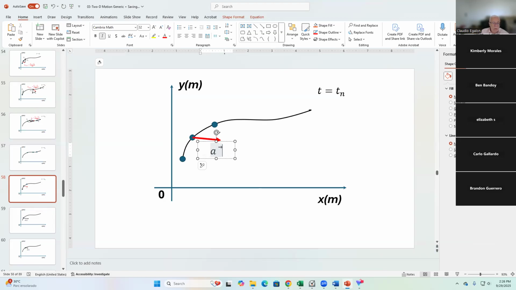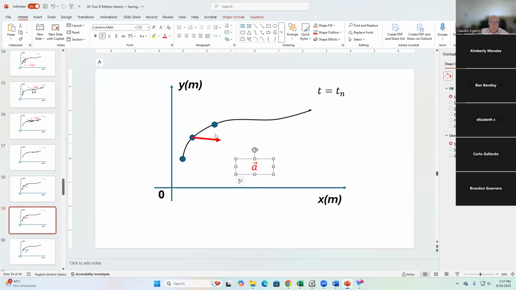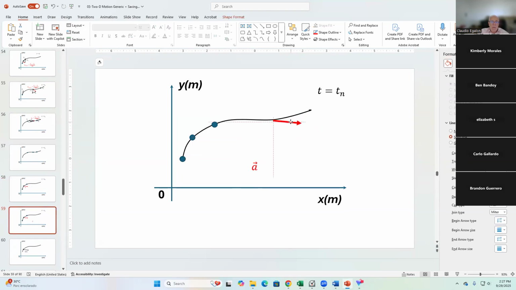Instantaneous acceleration vector. And I'm going to write that down. So at this point in the past, it's going to be like that. Let's do it for more. And that can be proven mathematically, by the way. At this point here in the past, it's going to be somewhat like that. Okay?